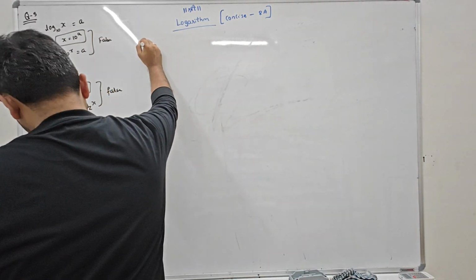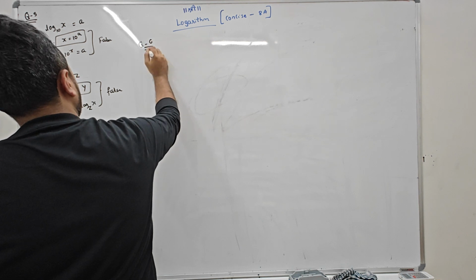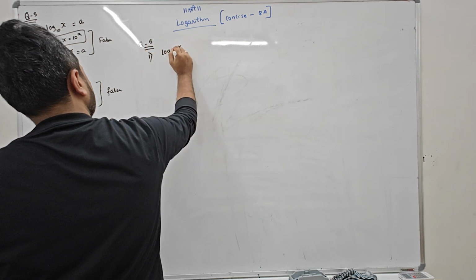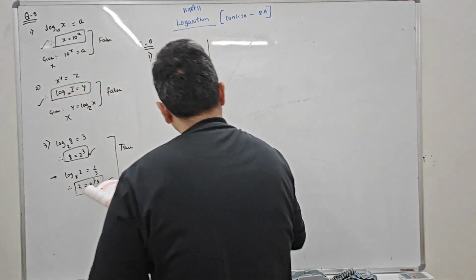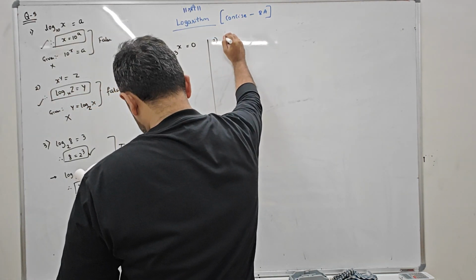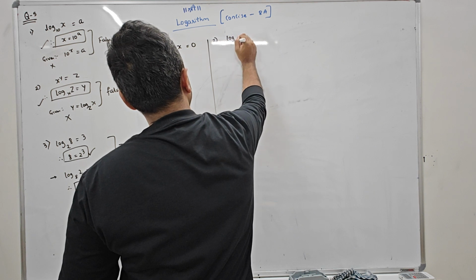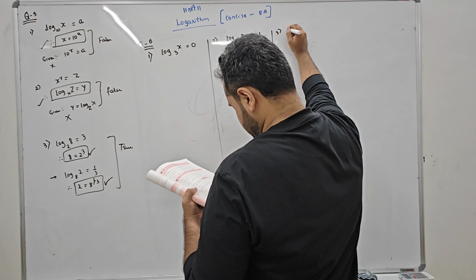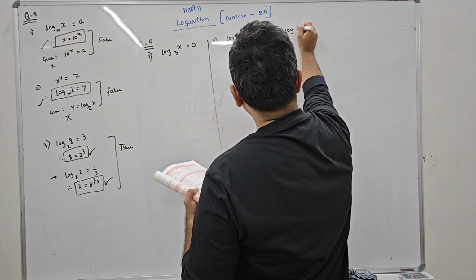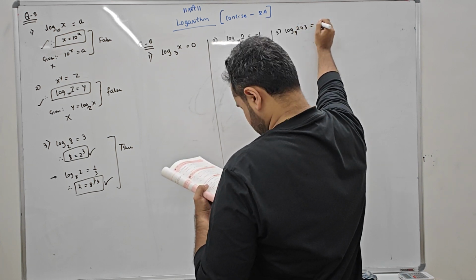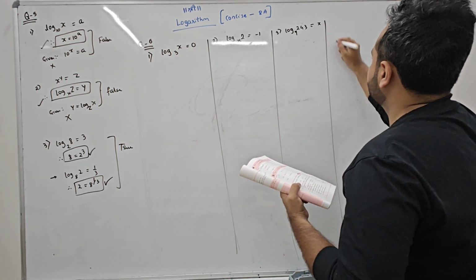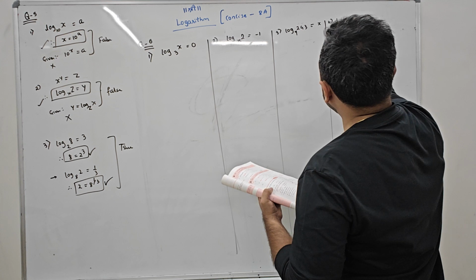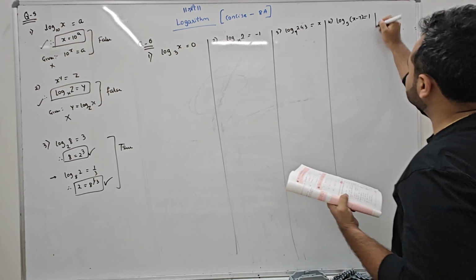Let us focus on question number 6. Find x. First, log of x to the base 3 is 0. Second question, log of 2 to the base x is minus 1. Okay. Third question, log of 243 to the base 9 is x. Okay. Fourth question, log of x minus 7 to the base 5 is equal to 1.